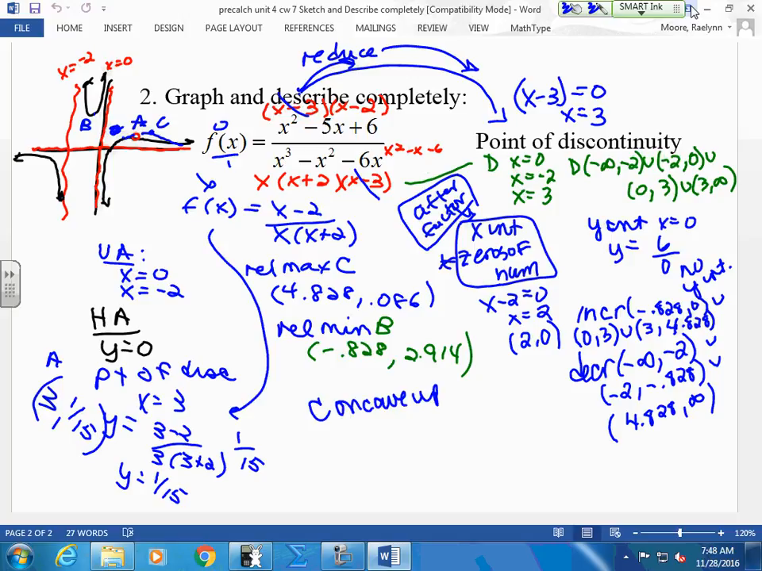I don't think we did domain and range either. We did domain. We got to do range. And a concave down. This guy is what? A down. So we were negative infinity to what x value? Negative 2.